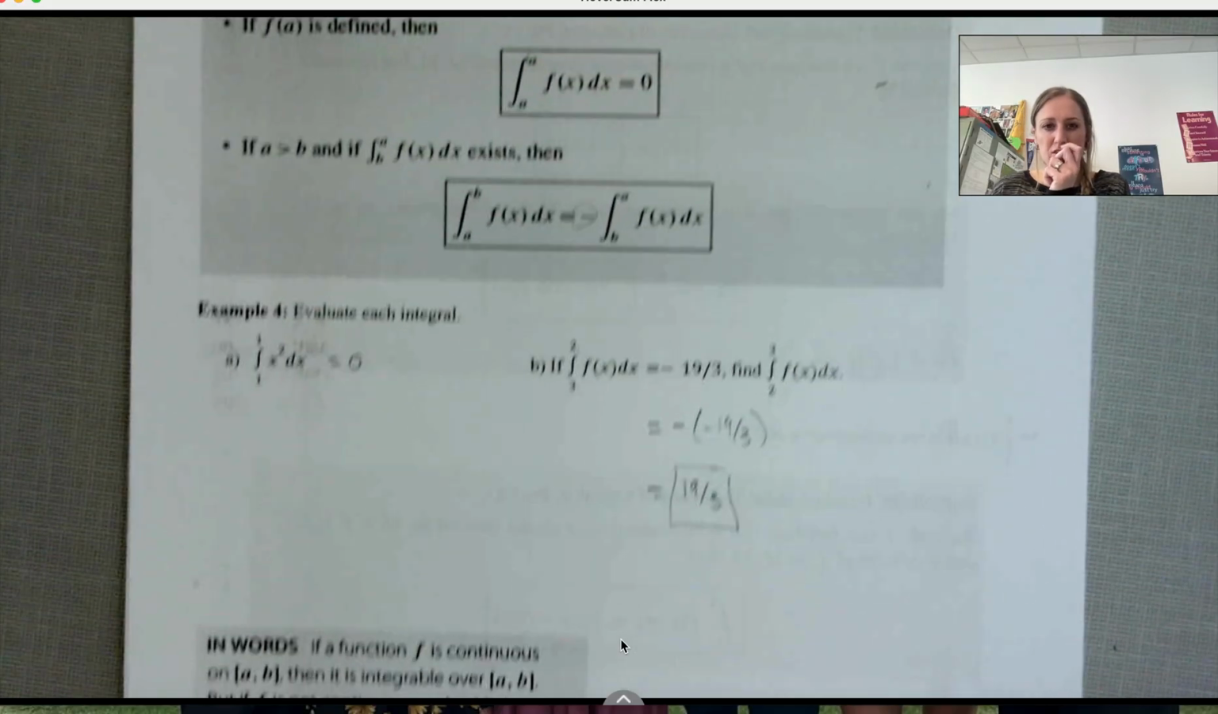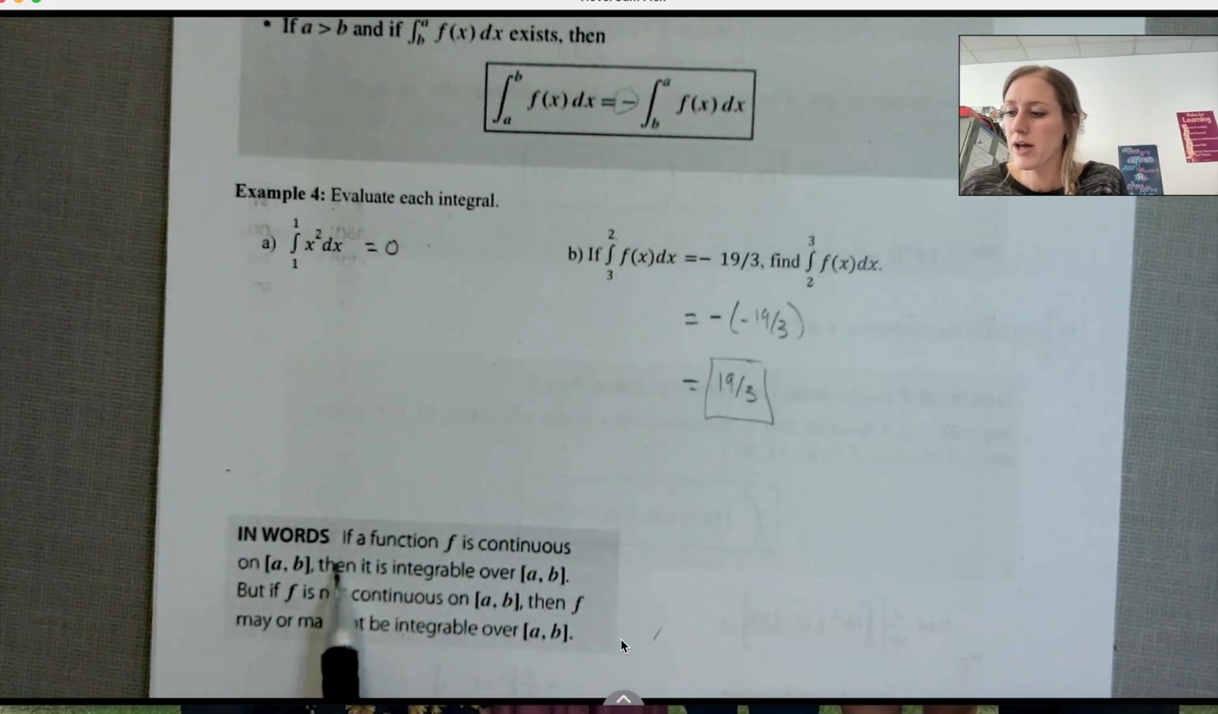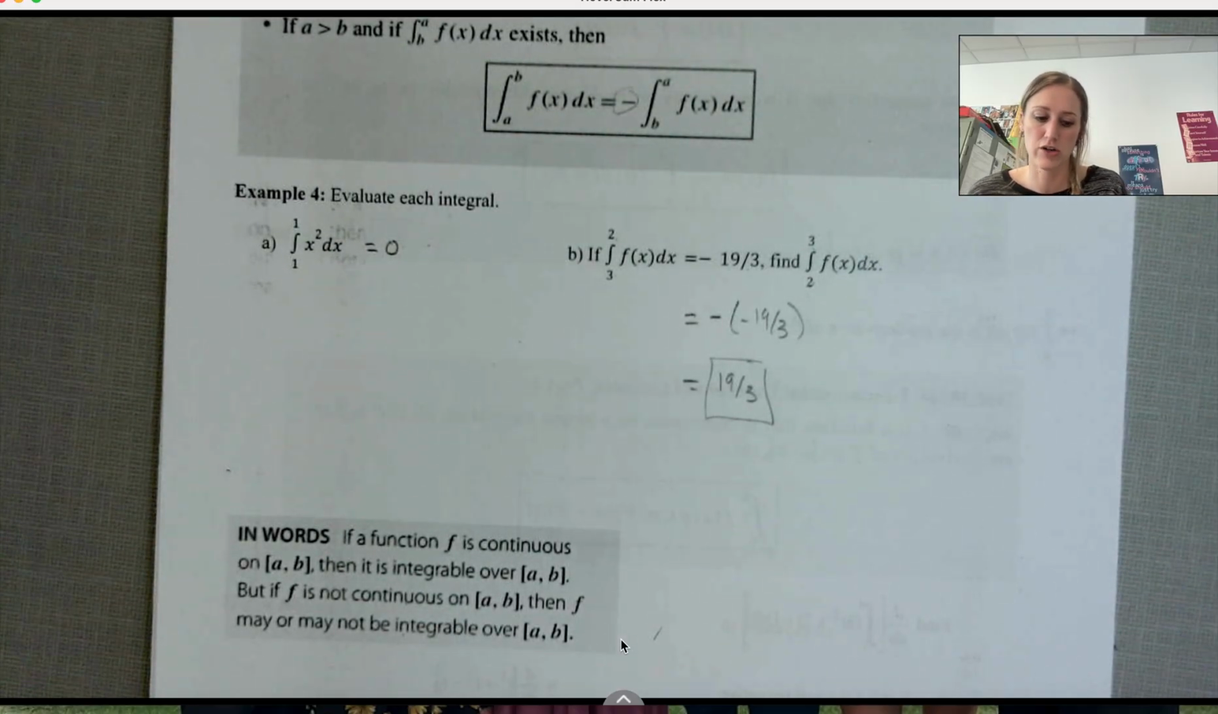Okay, this is just a helpful piece to know about when things are integrable. So if a function is continuous, then I can integrate it over that same interval. But if it's not continuous, then it may or may not be. So continuity guarantees integration. If it's not continuous, it does not guarantee integration over that interval.